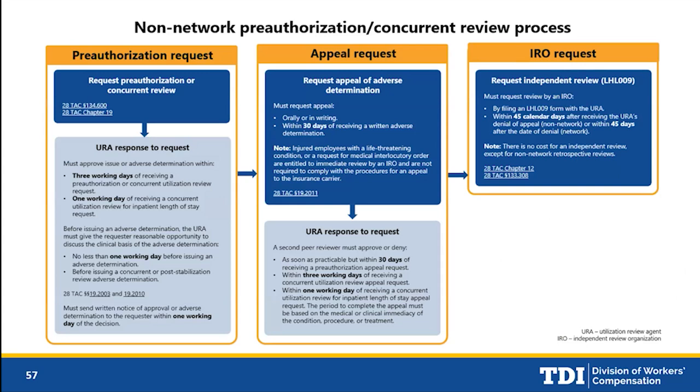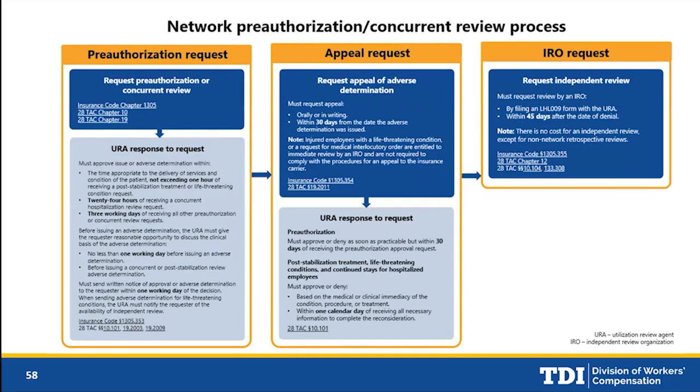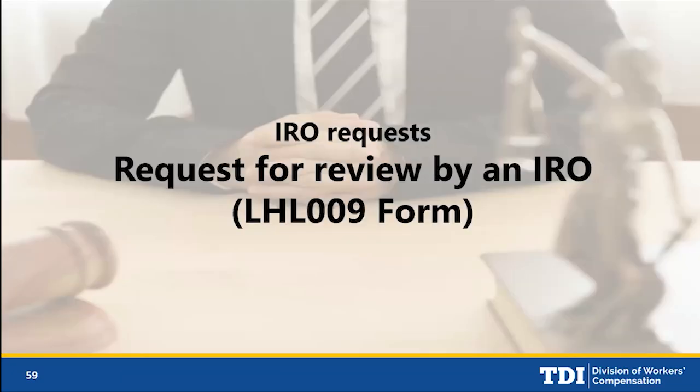Here are two charts that we have for your reference. One is for non-network, and it shows you the basic 3 steps to the pre-auth request. Then you have your appeal process, and then the IRO request. And then this chart shows from the network side what happens. They basically look the same, but there are some rule citations for you to look at and follow the steps to get to the IRO on the network side.